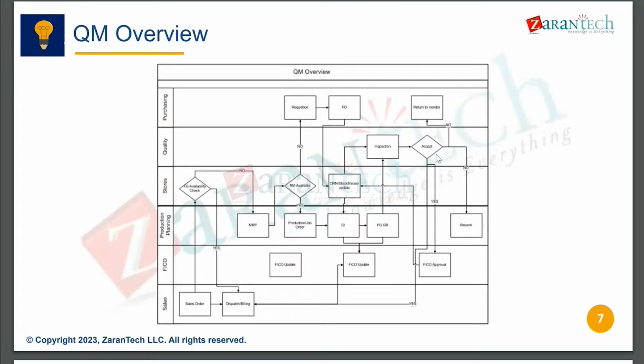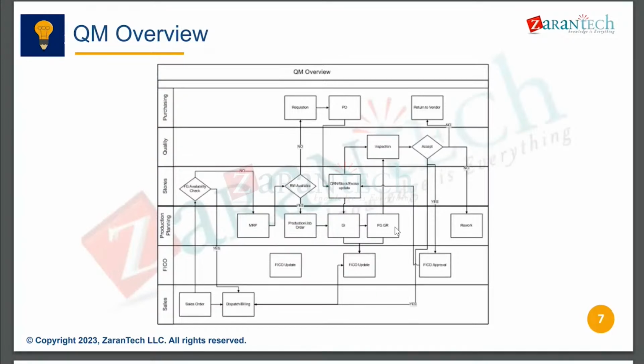This is the final stage of quality management where you will give acceptance or rejection of that particular material. If it is rejected, then we will return it to the vendor. If it is accepted, then we will issue that material to the production. Once the material is issued to the production, then finished goods will be manufactured.